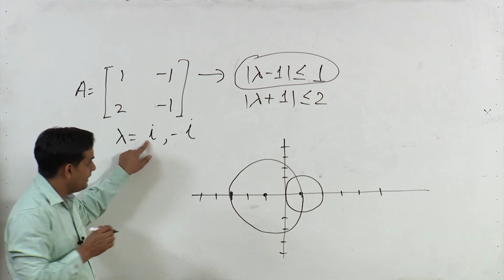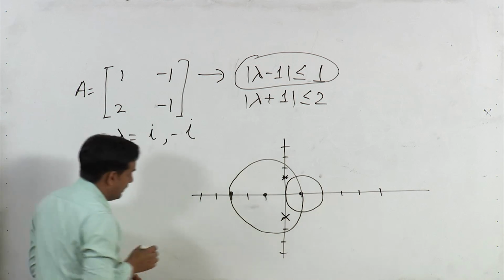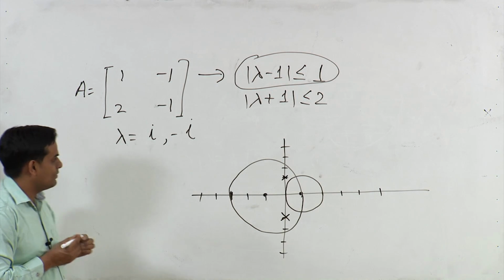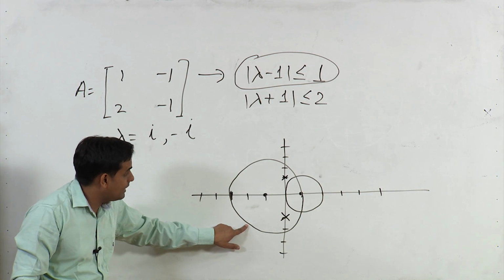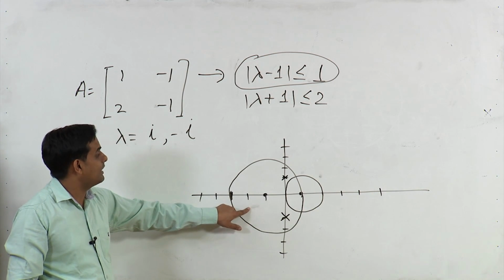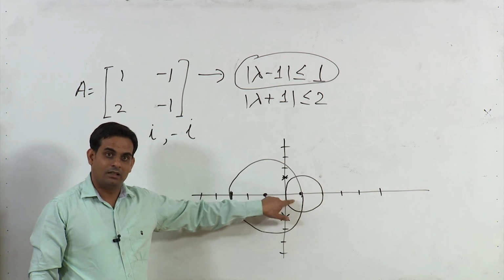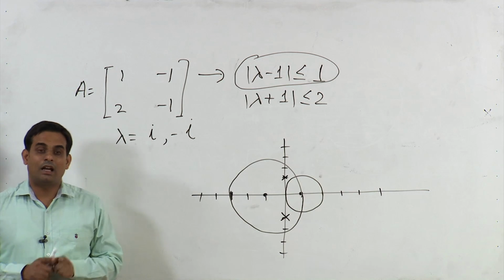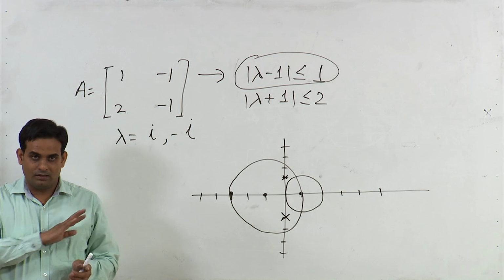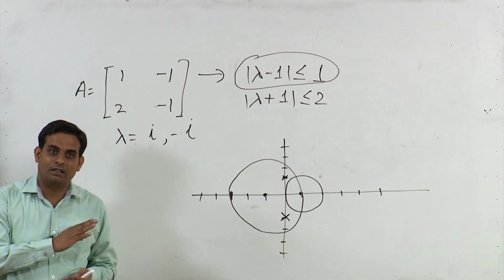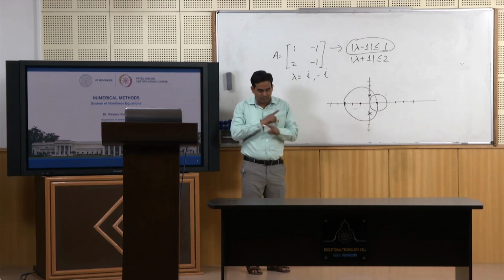Now, check the eigenvalues. Eigenvalues are i and -i, and here you can see both the eigenvalues are in the union of the Gershgorin disks. Basically, both the eigenvalues are coming in the second disk, they are not coming in this disk. So, the claim that the eigenvalues will lie in the union of Gershgorin disks is correct. If someone says that each eigenvalue will lie in its respective Gershgorin disk, that is not true.